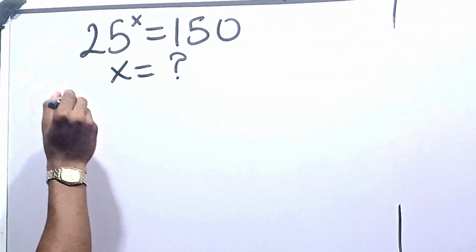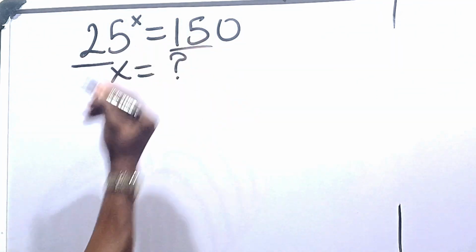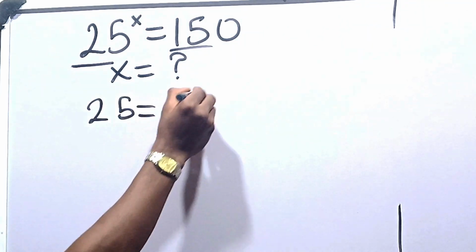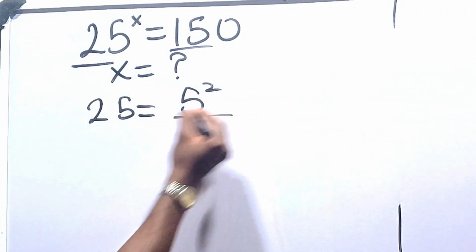Take note, the lowest index form of these two numbers can be derived. Let's do that quickly. So we have 25 is equal to 5 raised to power 2. Okay, this is the lowest index form.